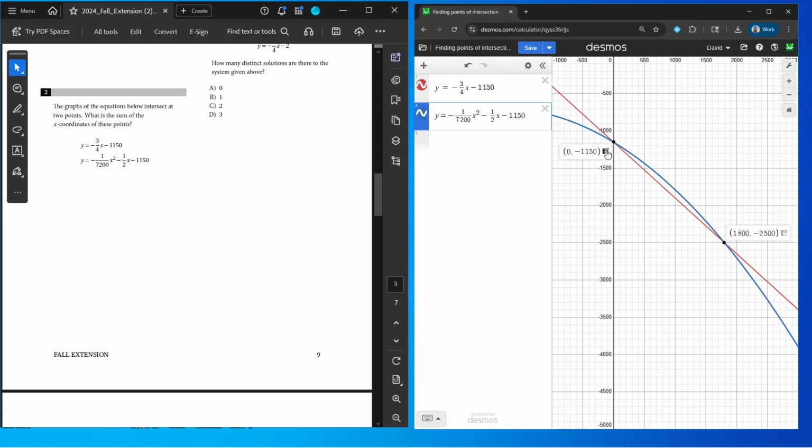So for here, the question was, what is the sum of the x-coordinates of these points? So one of them is 0, and the other one is 1,800. So the sum would be 0 plus 1,800, or 1,800, is the final answer.